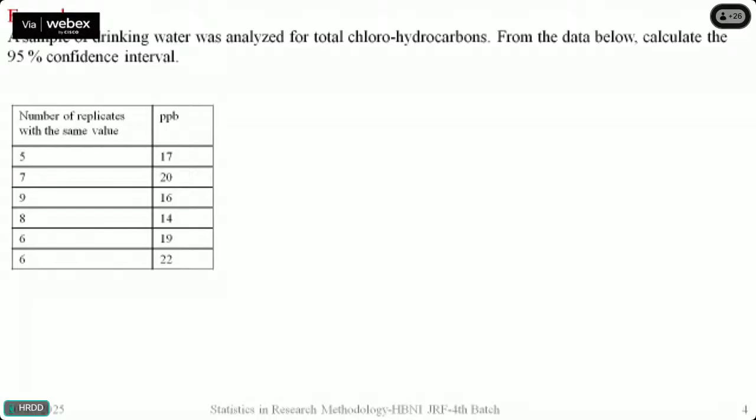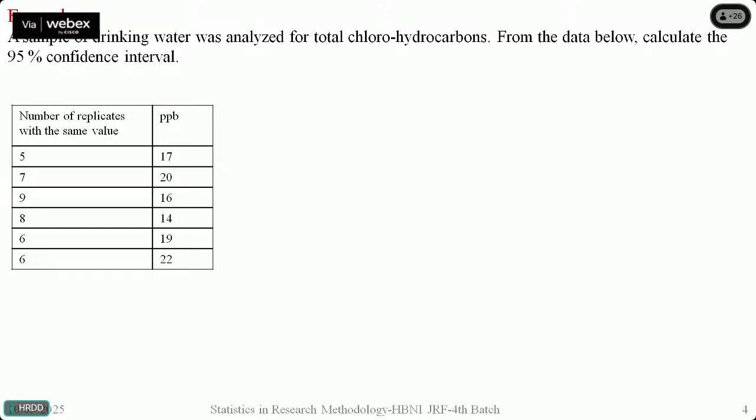Here in this one, a sample of water is analyzed for chlorohydrocarbons. We have been given several number of measurements, but not the mean values. Individual measurement values. For example, 17 ppb is reported by 5 people, 20 ppb is reported by 7 people. Like that, individual values are given. When we are taking individual values, confidence interval, we will use the equation x bar plus minus ts. Okay, that equation we will use.